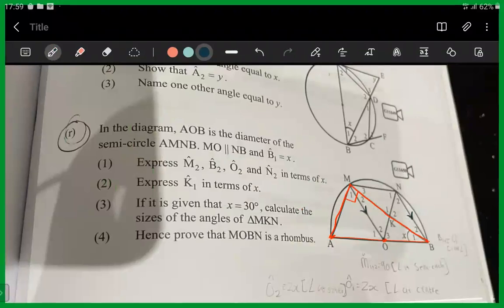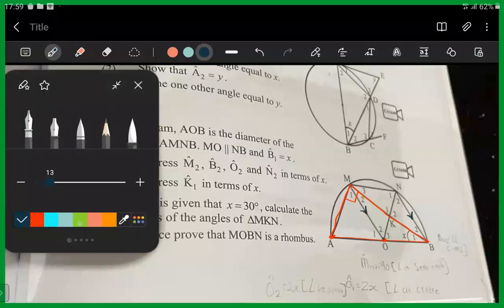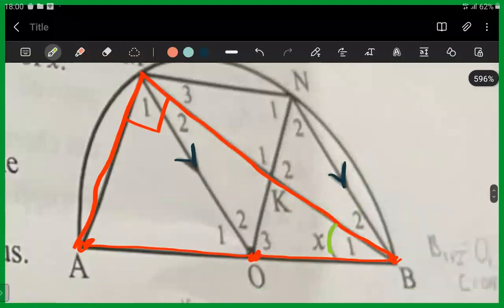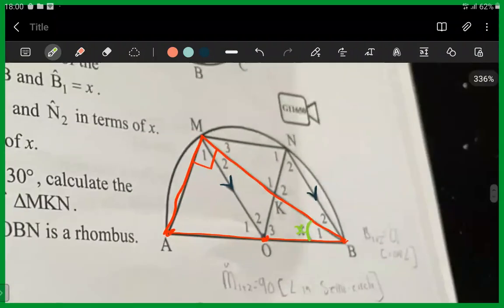And then B1 is equal to X, right? So B1 is equal to X. Put here B1, here is equal to X, fine. So because it's an angle inside the circle, we would be looking for another angle that is maybe also subtended by this arc, which is very important because now already we can see that O1 is double X.